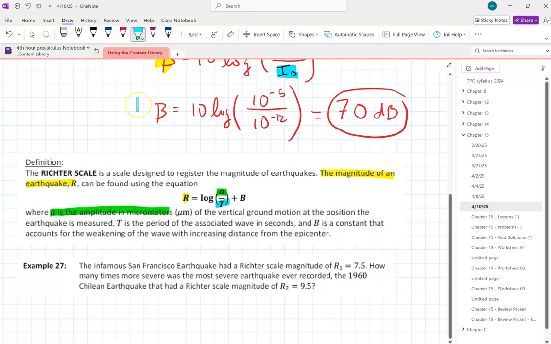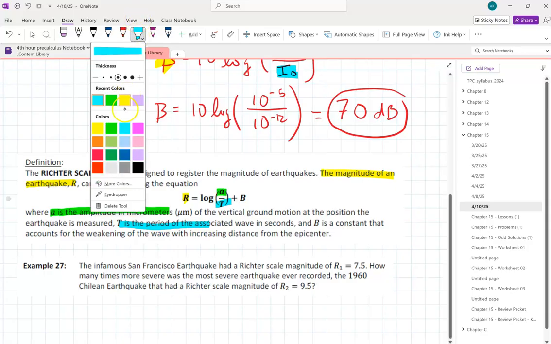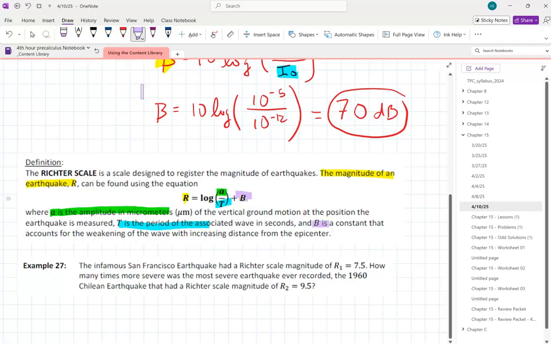The T is the period. So the period is the amount of time it takes the ground to go from normal, up, down, back to normal, just like a sine wave or whatever, right? We'd measure that typically in seconds. And then our last guy is this B at the end, which is just some constant.